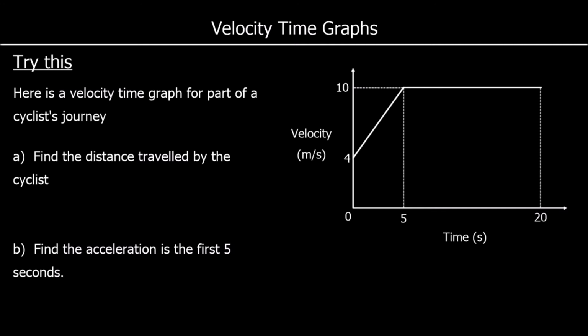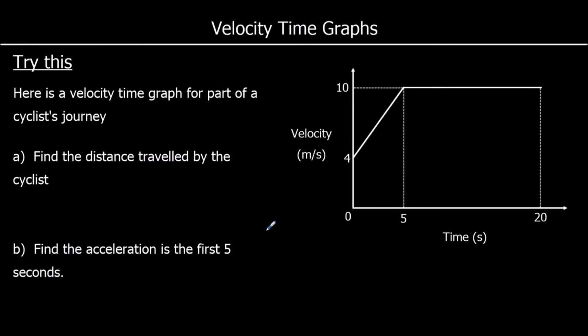Okay, one for you to try. So give this a go. So again, we've got a velocity time graph. Part A says find the distance traveled. So the area under the graph. So we've got a trapezium and a rectangle.